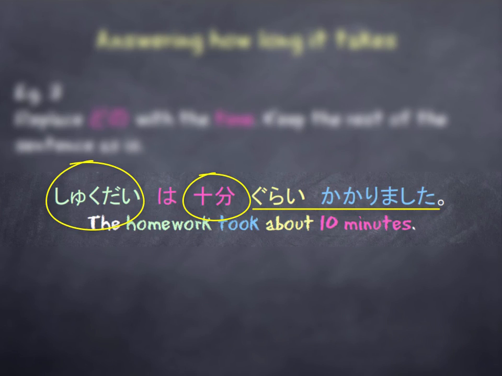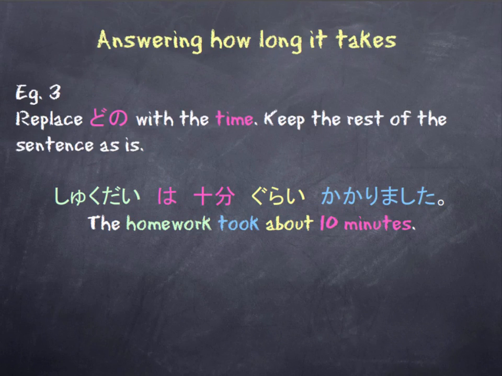So we just replace the word dono with the time that it actually takes to do the activity, and we keep the rest of the sentence the same. Now obviously you can change the times and the activities and the locations to suit whatever situation you are actually dealing with.